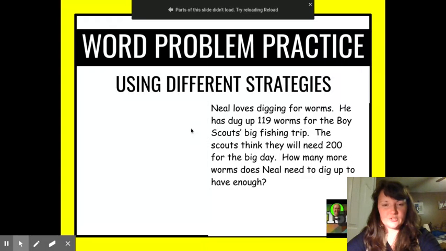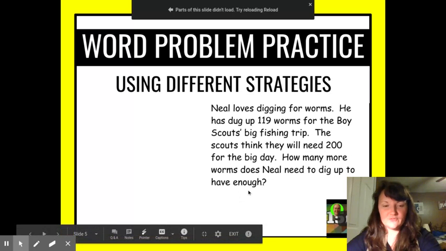We had a picture here and apparently it doesn't want to load. So anyway, Neil loves digging for worms. He has dug up 119 worms for the Boy Scouts' big fishing trip. The Scouts think they will need 200 for the big day. So how many more worms does Neil need to dig up to have enough?